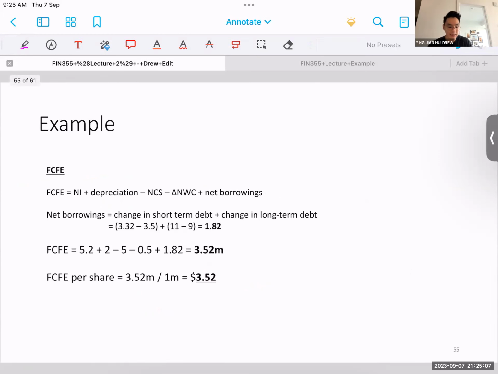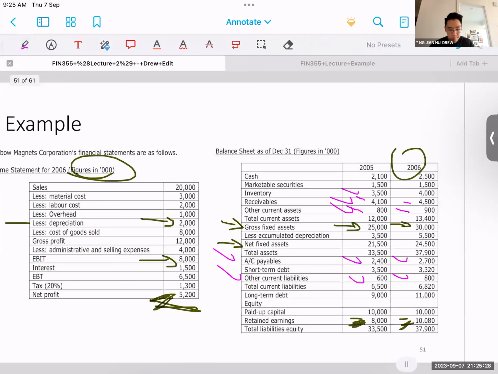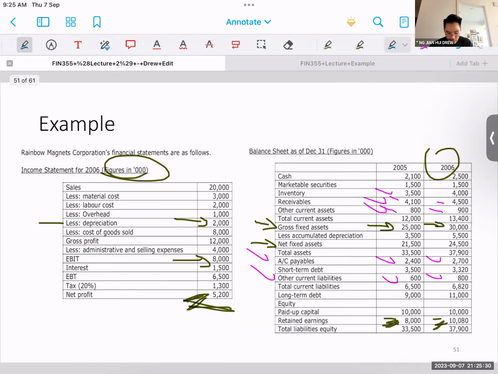Okay, so FCFE. Let's look at FCFE now. Basically, I'm going to use the basic form of the formula, and I'm going to add the net borrowings here. So what's net borrowings? Remember, net borrowings is basically just the change in amount of borrowings, right? And let's look at what are the borrowings we have in terms of short-term and long-term. Short-term debt: what happens to the short-term debt? The short-term debt has been decreasing, meaning that it has decreased. So, okay, fine. That means we have repaid the debt.